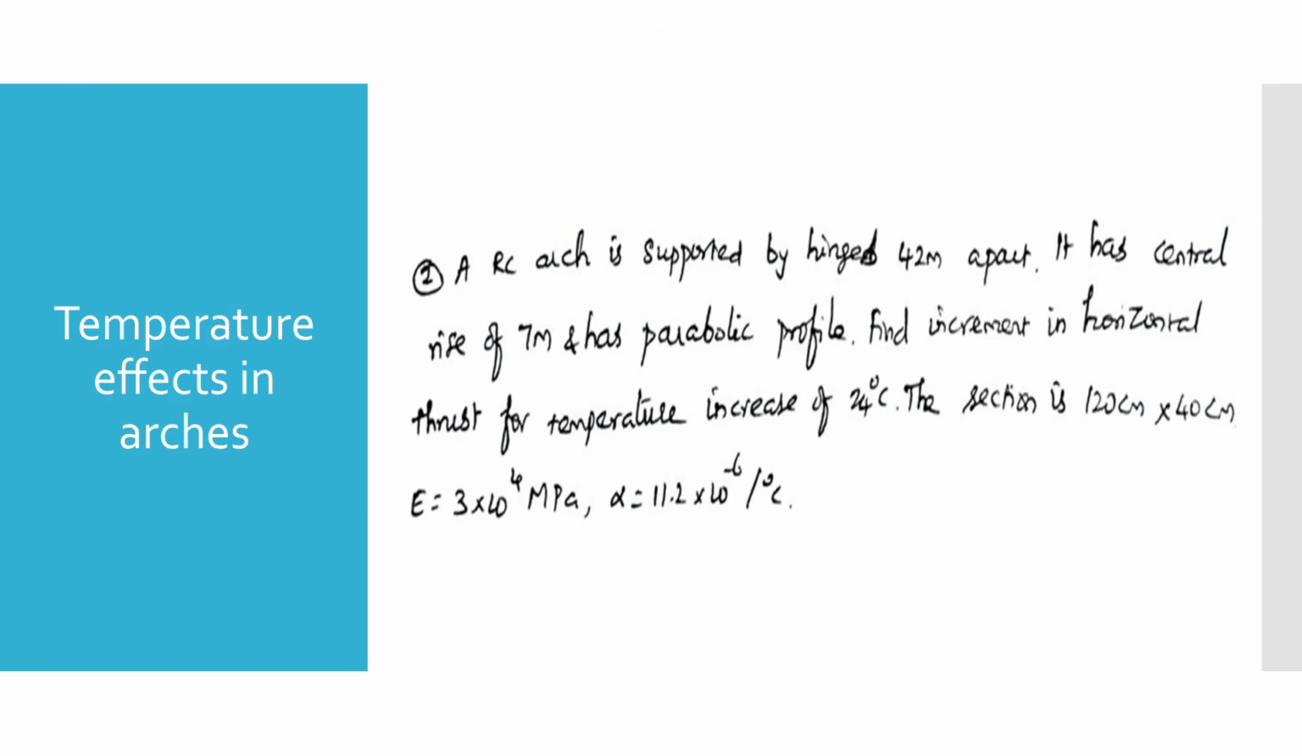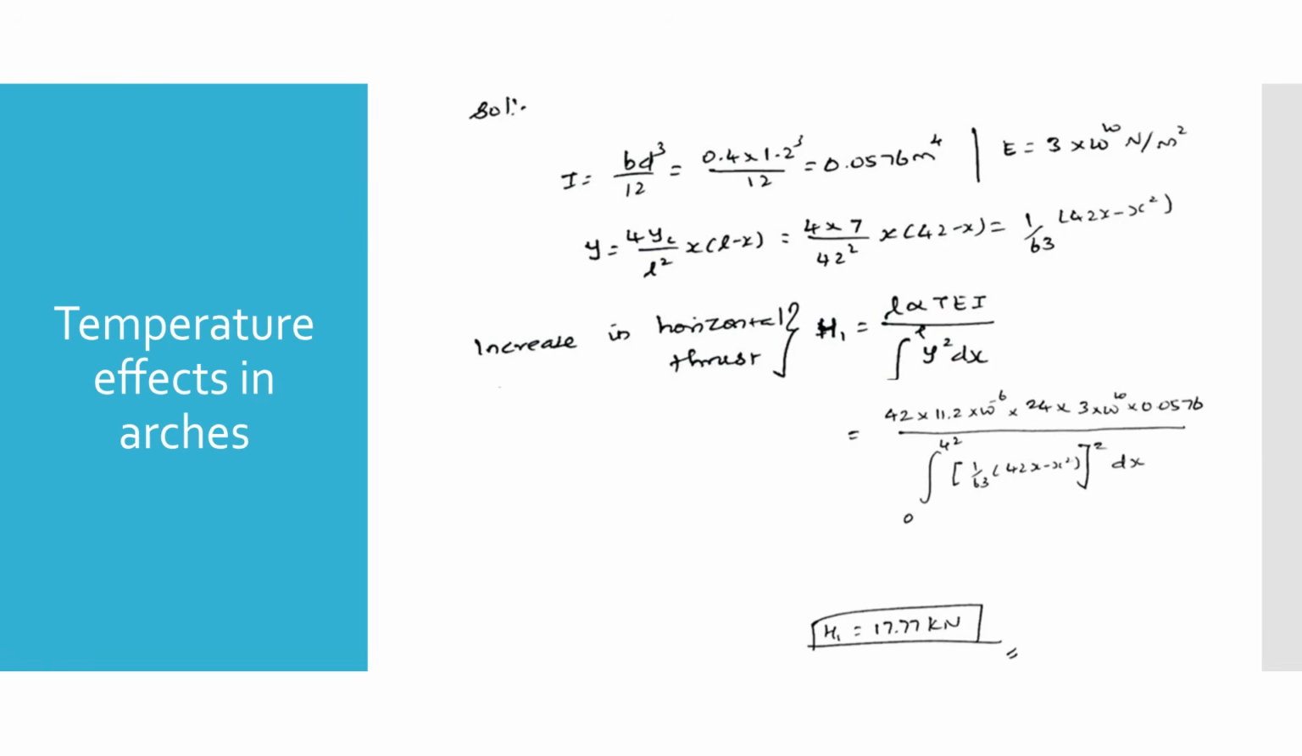The Young's modulus E is 3 times 10 to the 4th megapascals, and alpha is 11.2 times 10 to the power of -6 per degree Celsius. First, we calculate section properties and arch geometry. Section inertia I equals BD cubed over 12, giving 0.0576 meters to the 4th power. Modulus E is 3 times 10 to the 10th newtons per square meter.